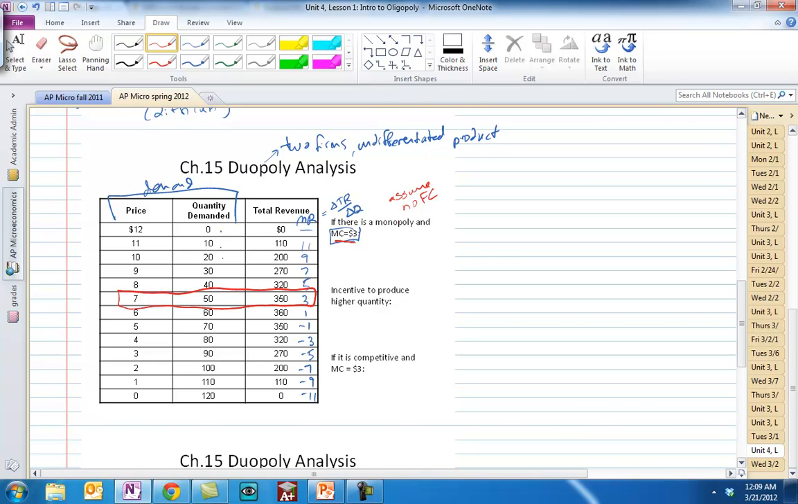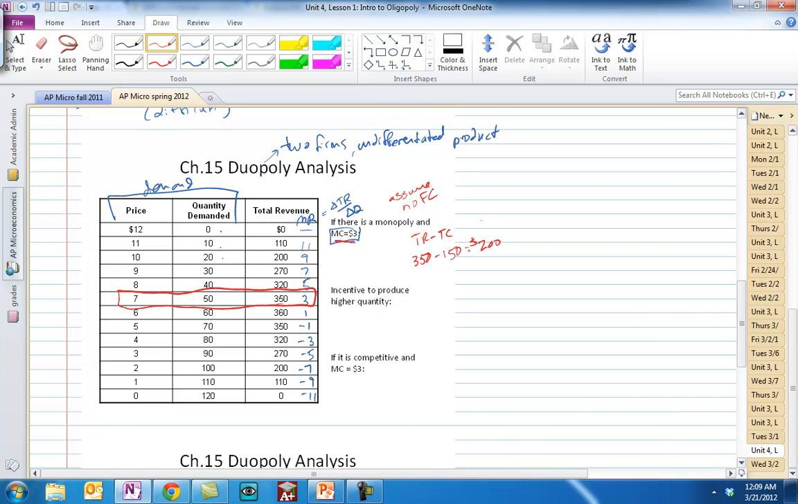So the profit, if it were a monopoly, is total revenue minus total cost. Total revenue we have right over here from the table is $350. Total cost is going to be equal to $3 times the number of units. It's a constant marginal cost of $3. Quantity of 50 is 150. So that's $200 in profit.